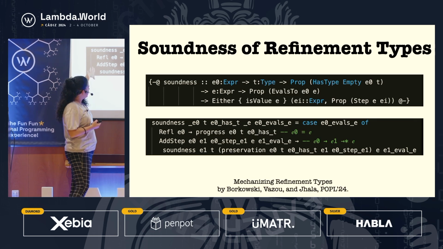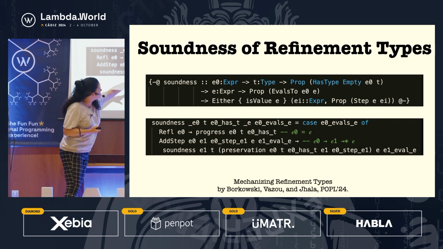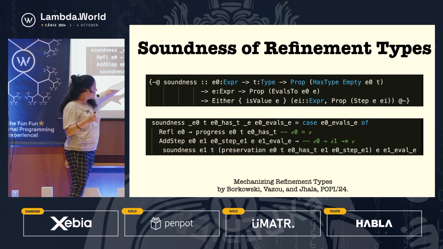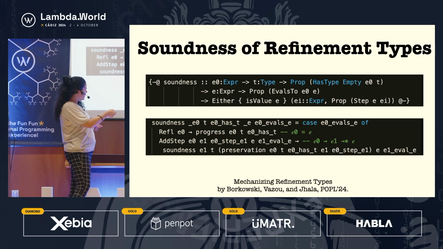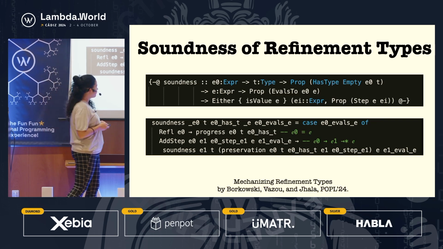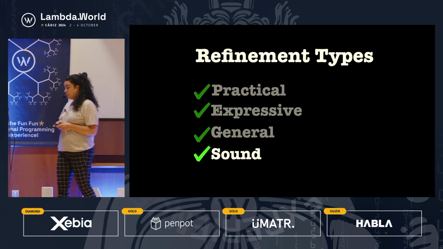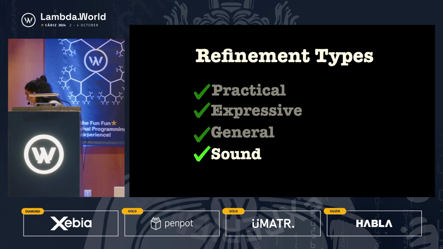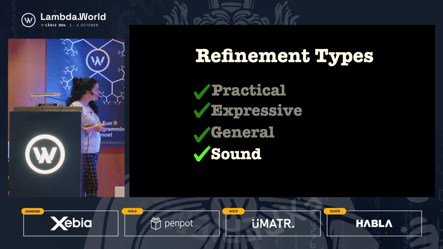Soundness, it recurses on what? It case-splits on the evaluation step. If I just evaluate to myself, then it calls progress. If there is a step, it inductively calls itself with a smaller relation. Okay, so we proved it, and from this one could conclude that refinement types are sound.